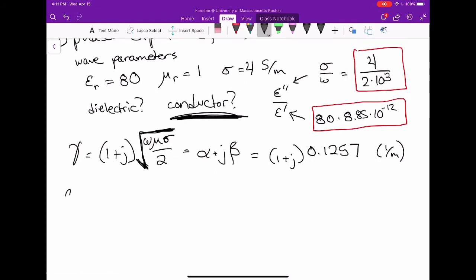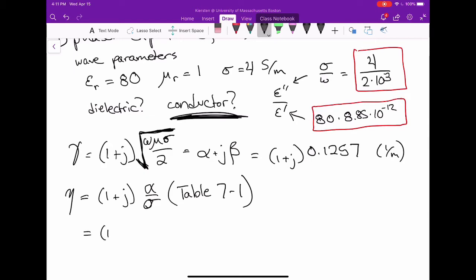We also need to know the intrinsic impedance of the seawater. If you plug all those numbers into MATLAB, the expression that we're going to use is 1 plus j alpha over sigma, and that is from table 7-1. So what we get for eta is 1 plus j times 0.0314.